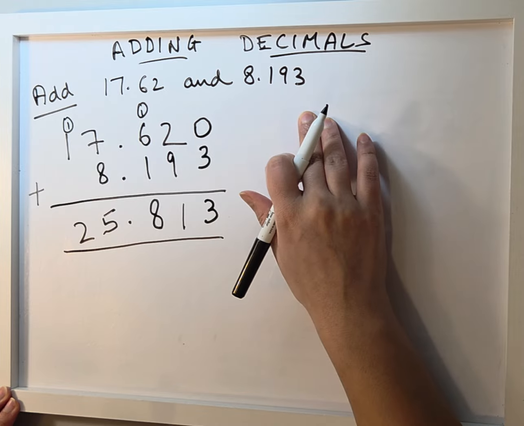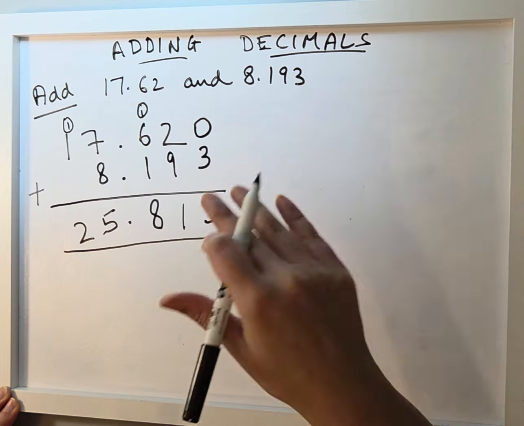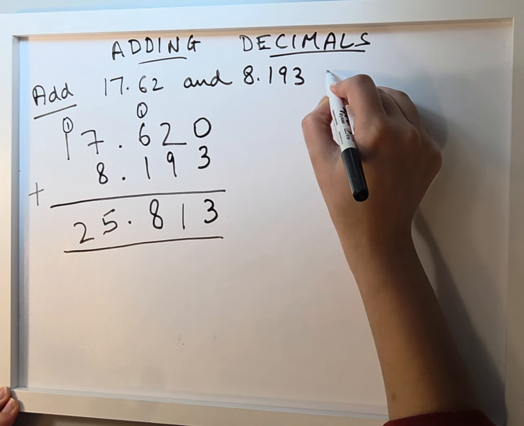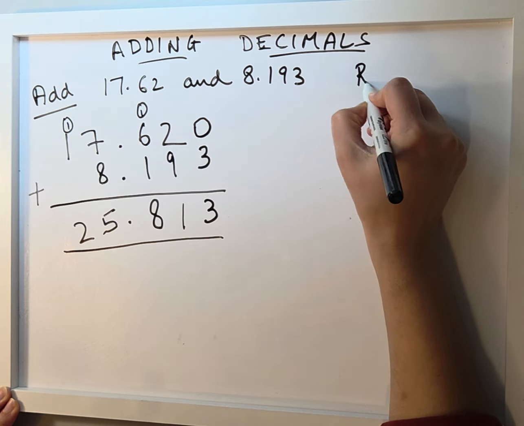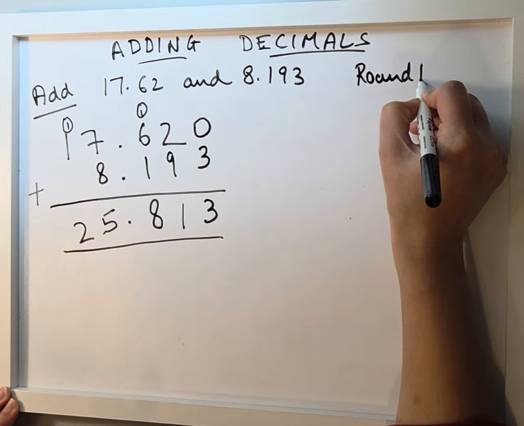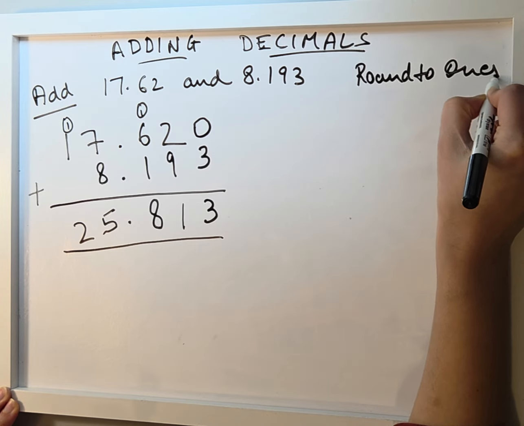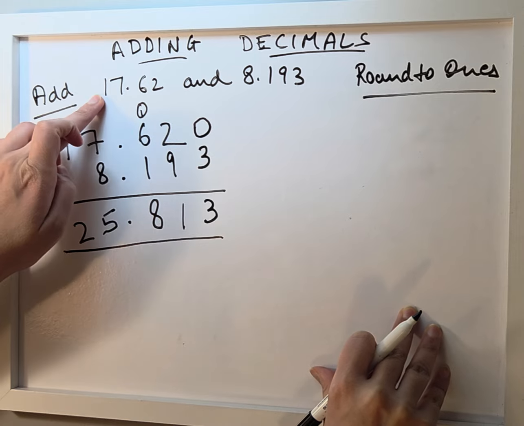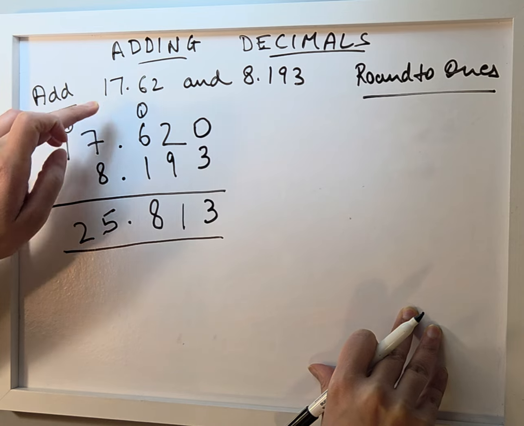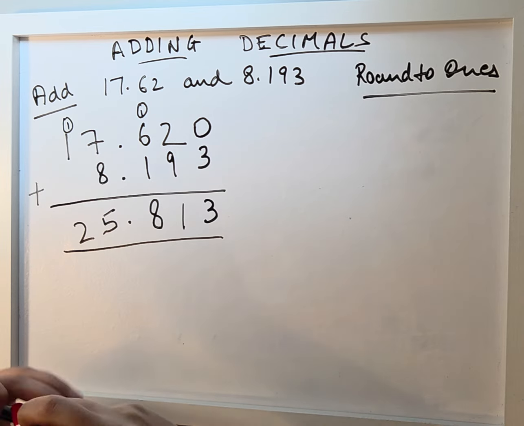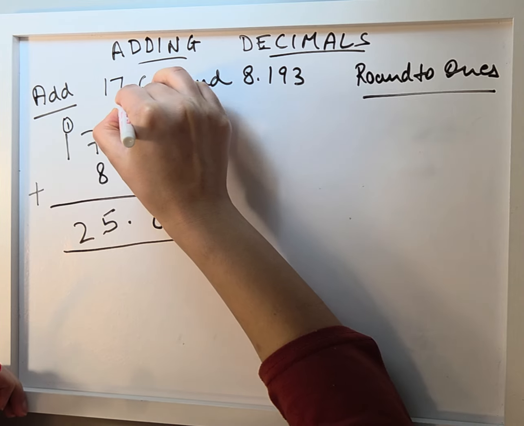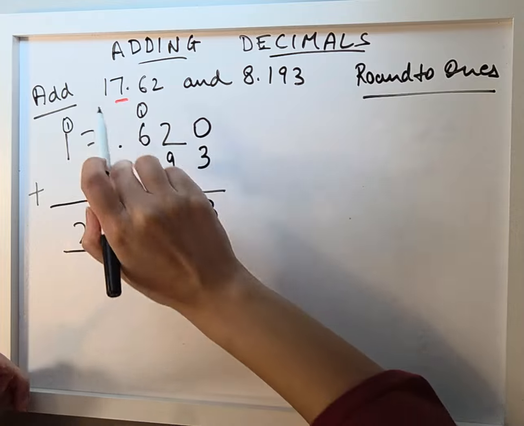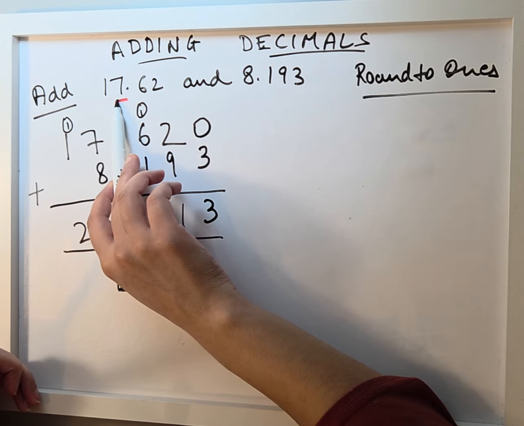Now let's do another variation. So these two numbers are given and we've done the addition. Now if we are given, round these numbers to ones position, and then perform the addition. So for 17.62, which is the ones position? 7.